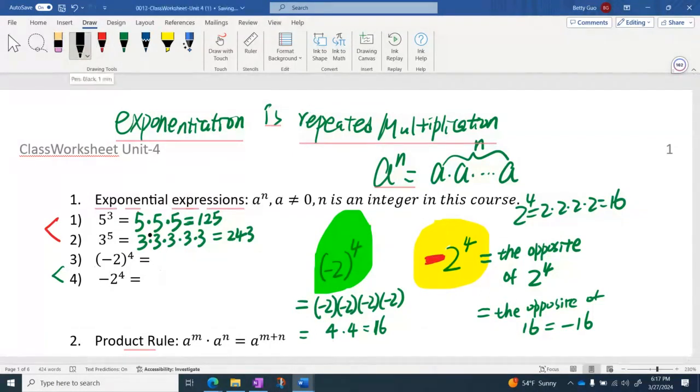We have number 3 is +16. We have number 4, -16. They are different. This is the base. This concept, exponential expression, and how do we evaluate a given exponential expression is the foundation, the base of the whole chapter.